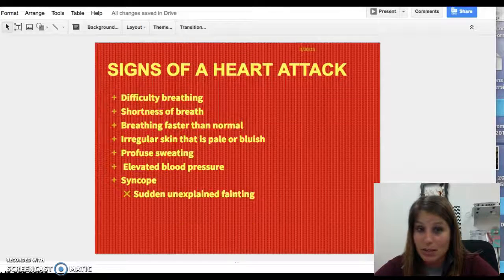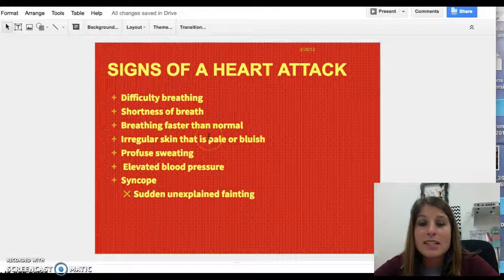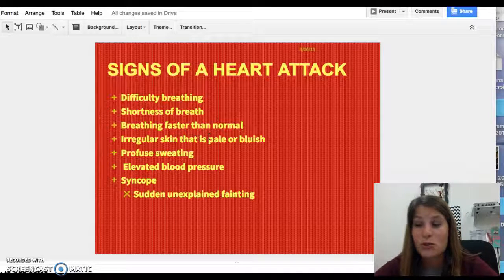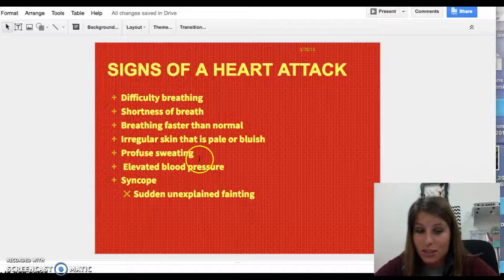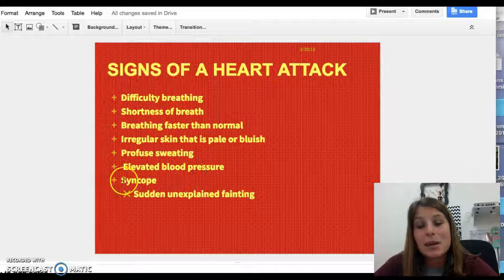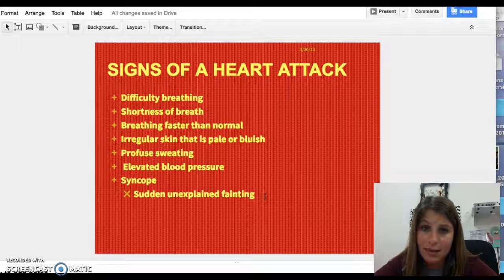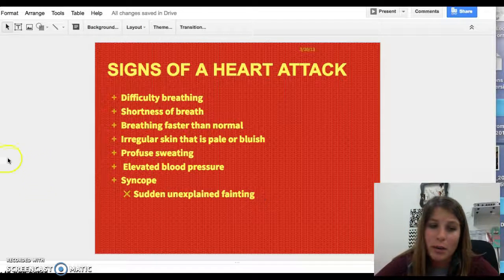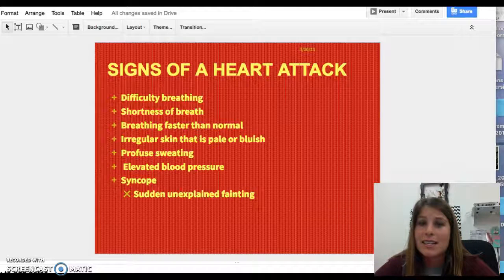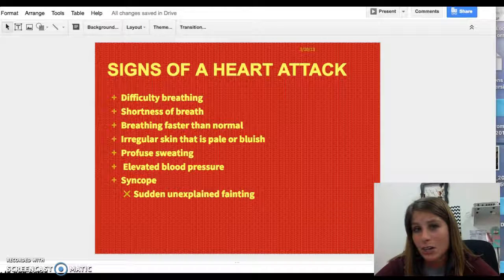This is a medical emergency. Signs of a heart attack: they're having trouble breathing, breathing faster than normal but shorter. Blue skin, that's going to be lack of oxygen. They will be sweating a lot. And a big one that we see is what we call syncope. Syncope is sudden and unexplained fainting, as a result of this trauma. So heart attack is damage to part of the heart. There is a clog in one of the arteries.